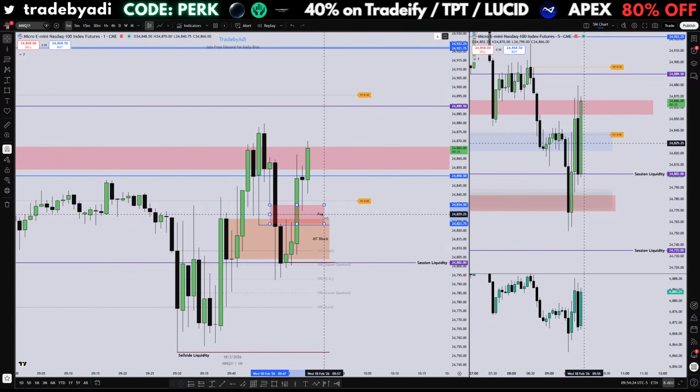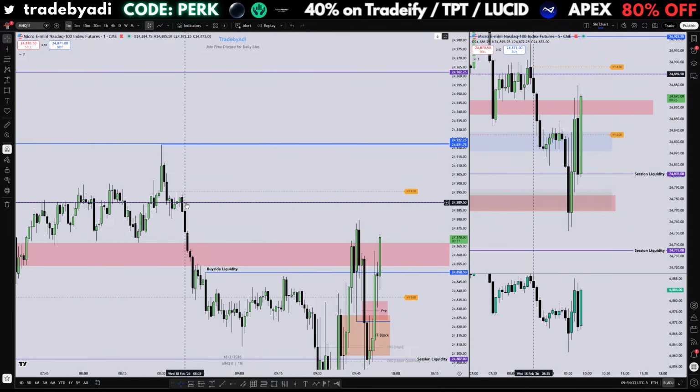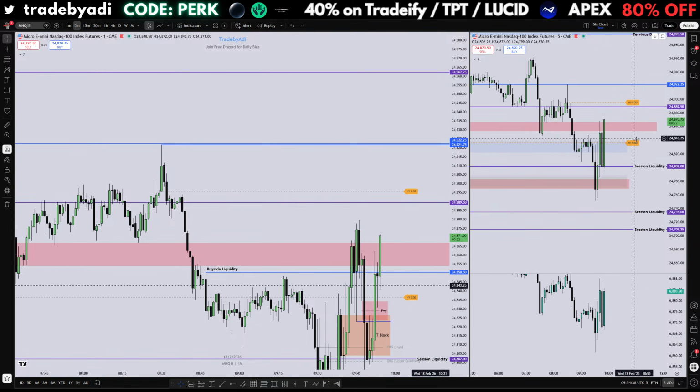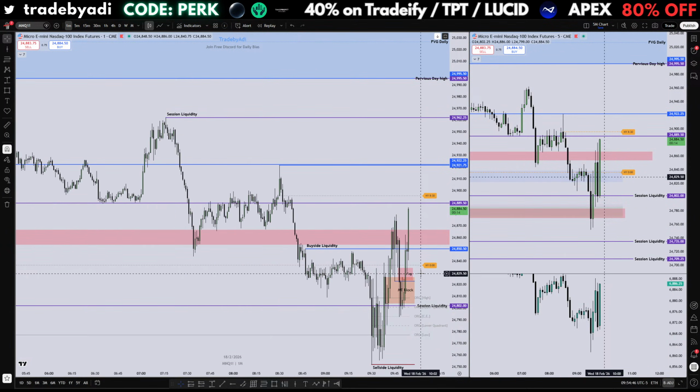We failed this idea. We do not have a close over here, and I think price is moving for this high and this high only. Market maker buy model, the continuation. Yeah, it is telling us not today. Go away.